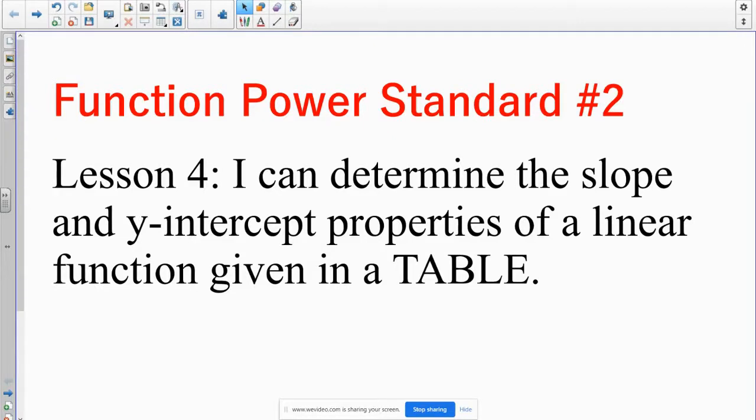We're going to continue in our function standard 2 with our fourth lesson. And the fourth lesson is following the same thing as we've done, which is finding the slope and the y-intercept. But this time we're going to find it in a table. So first lesson, we just learned about what slope is. Second lesson, we found it in a graph. Third lesson, we found it in an equation. And now we're going to look at it in a table.